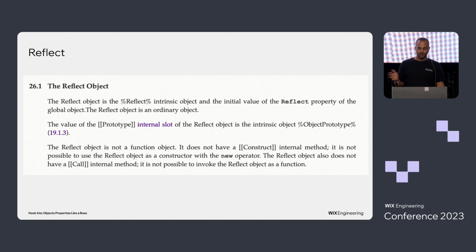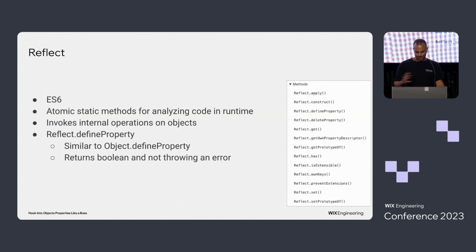According to the ECMAScript definition, which is very weird, the Reflect object is the intrinsic object and the initial value of the Reflect property of the global object. The Reflect object is an ordinary object. So it doesn't make any sense, but to cut a long story short, it allows performing atomic operations on objects, and it has an interface that allows doing a lot of operations on objects.